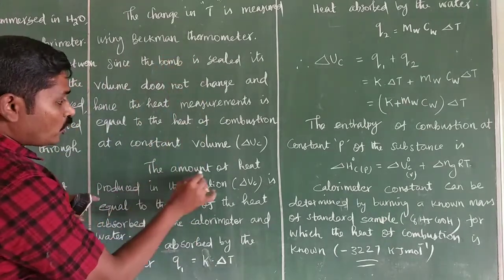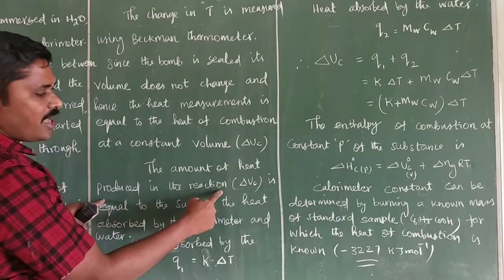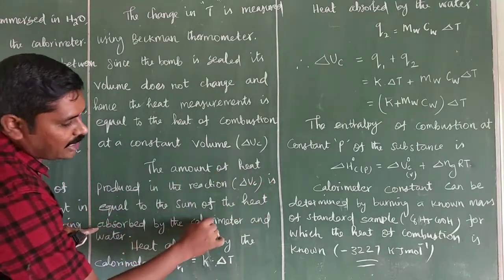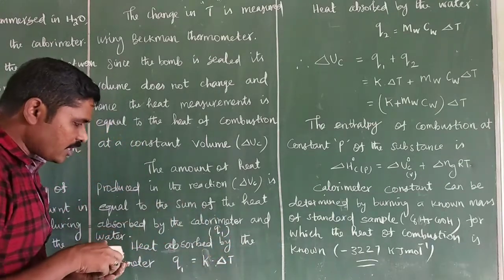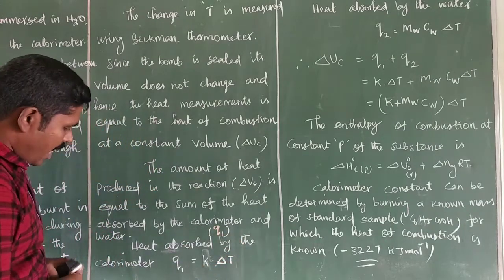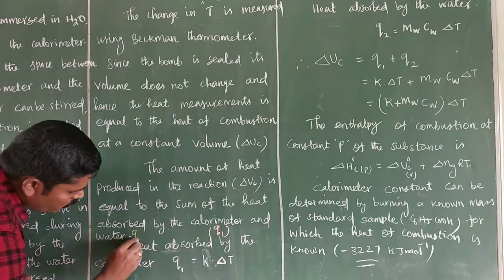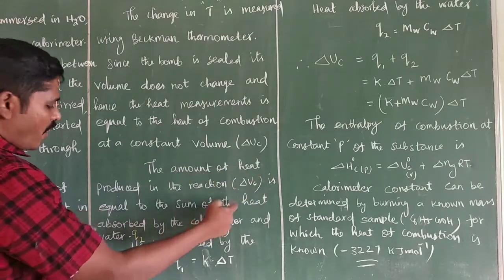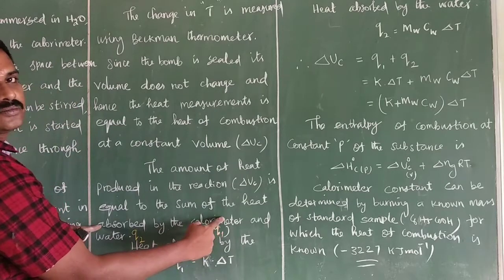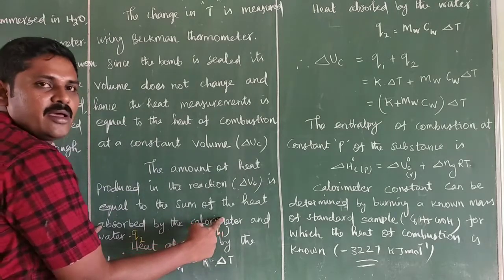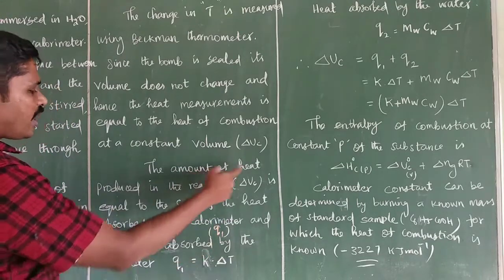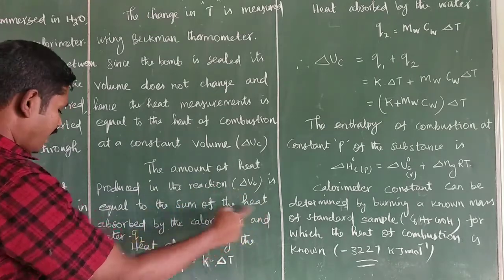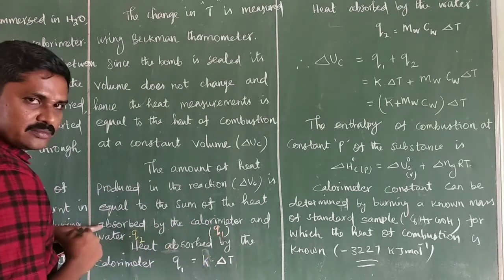So the amount of heat produced in the reaction is equal to the sum of the heat absorbed by the calorimeter, Q1, and the water, Q2. In this process, the heat energy is absorbed by the calorimeter and water. So calorimeter Q1 and water Q2.